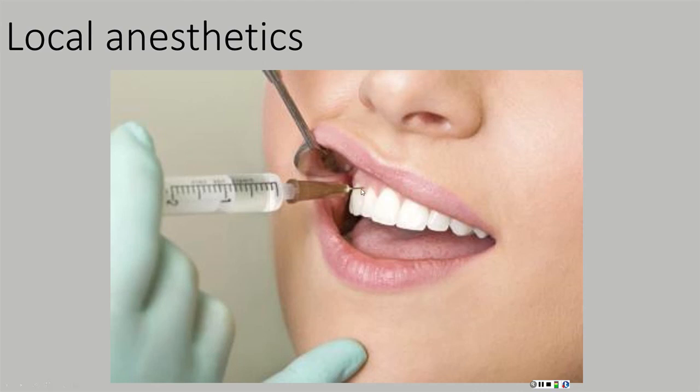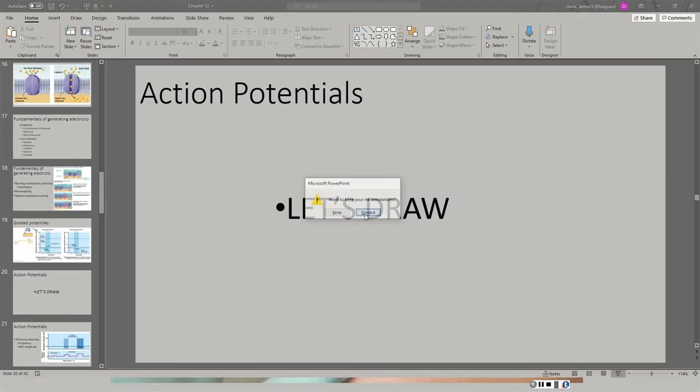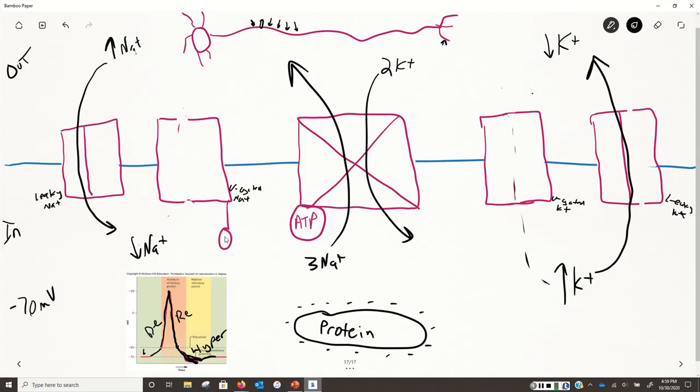They actually work by inhibiting voltage-gated sodium channels. So how does that cause anything? Well, think back to our drawing. Let's actually go back to our drawing. If we go back to our drawing, the voltage-gated sodium channel is what opened at threshold. He's the guy responsible for the entire action potential.